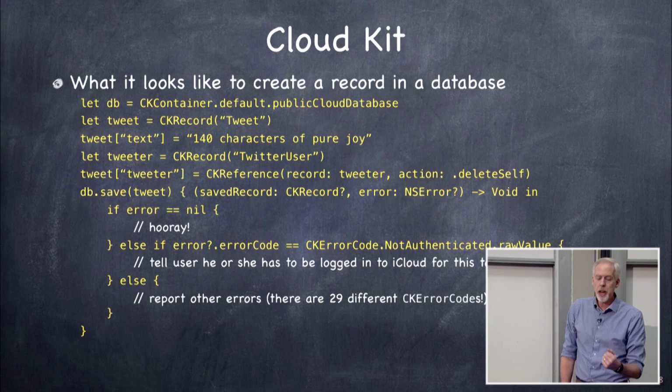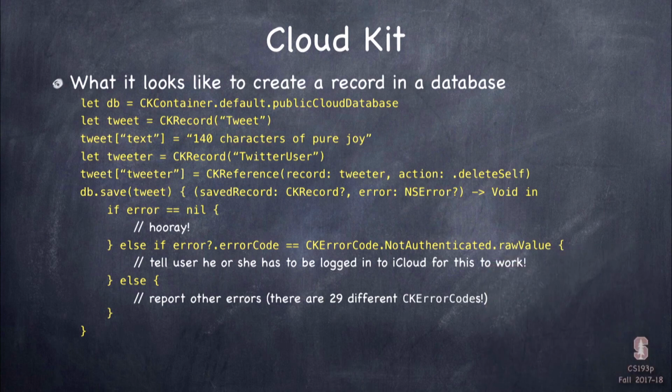And of course, things like saving are asynchronous. So here I want to save this tweet in the database. Well, I have to provide this closure, and it's going to call me back once it's finished or if there were an error. Now, with networking programming, there's always a lot of error handling. If you haven't done networking programming, get used to it. There are 29 different errors in CKError, and not all of them can happen on every operation, but a lot of them can.